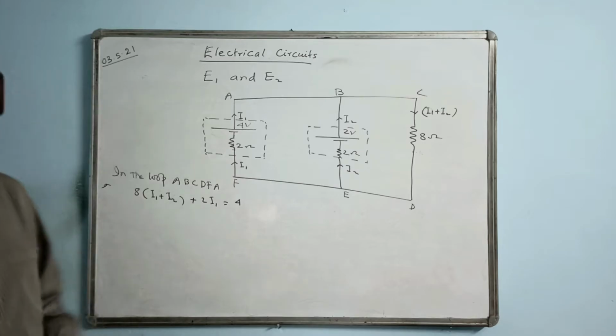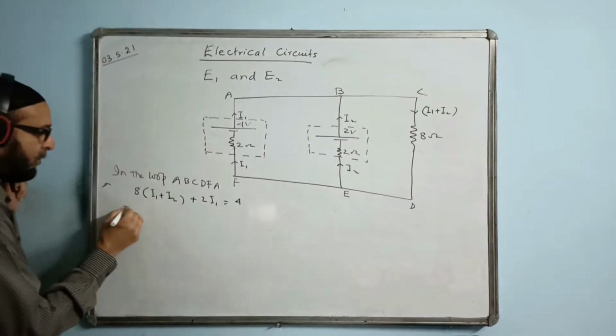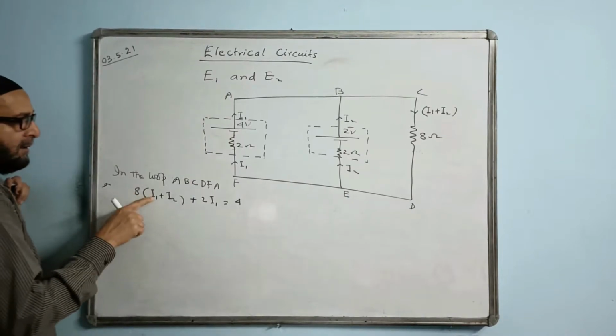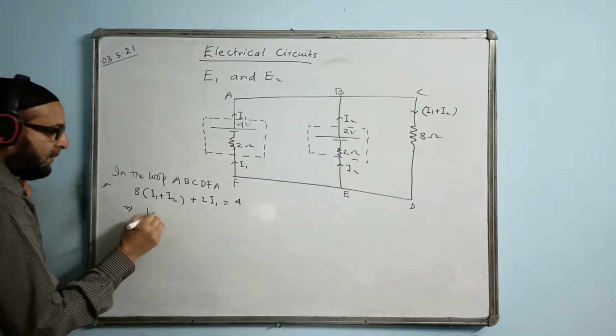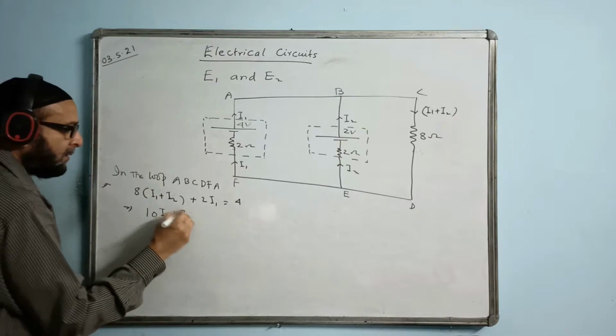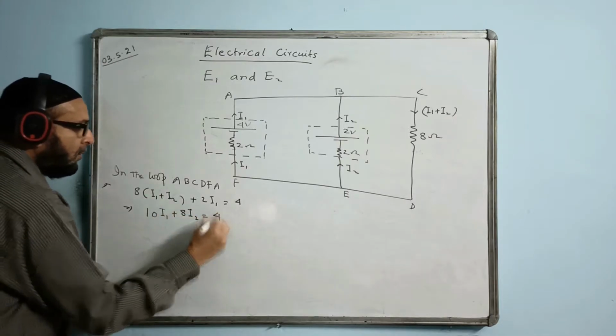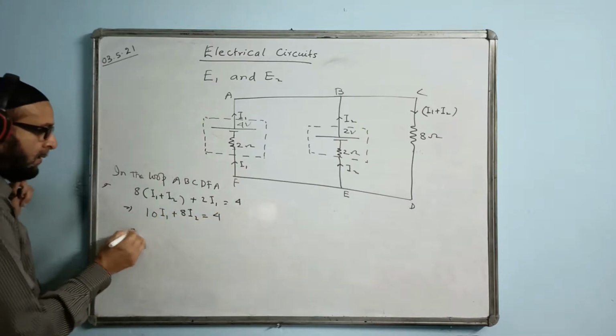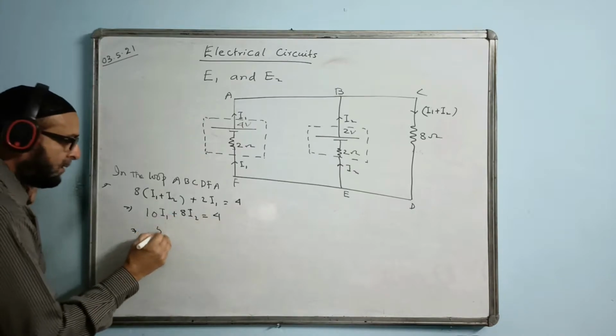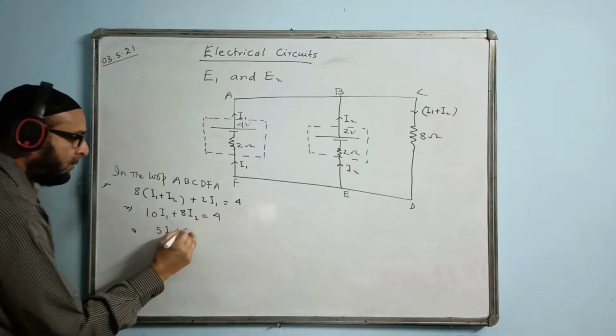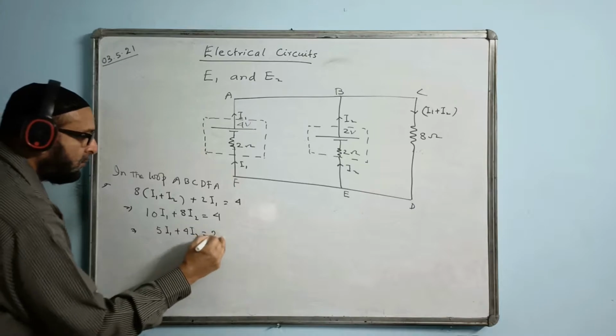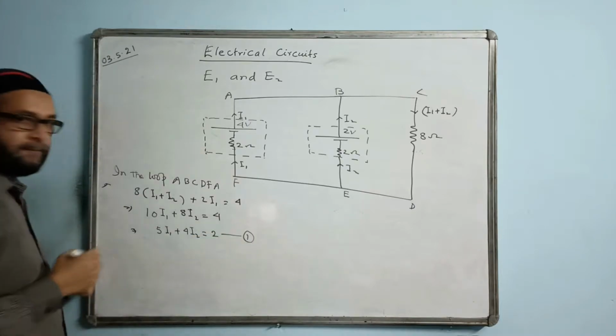So make the equation out here. I can see 8I1 plus 2I1 becoming 10I1, plus 8I2, equal to 4. Divide by 2 everywhere to make it smaller. We write 5I1 plus 4I2 is equal to 2. Mark it equation 1.